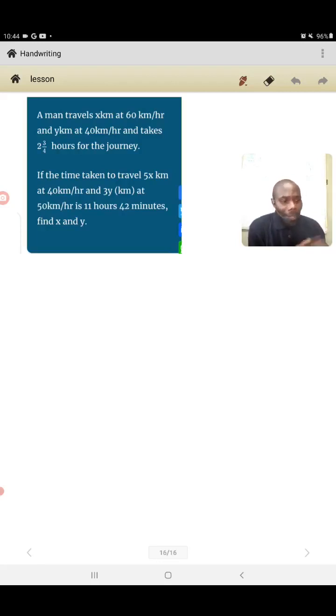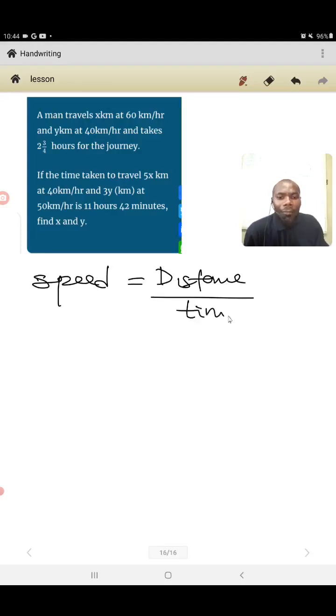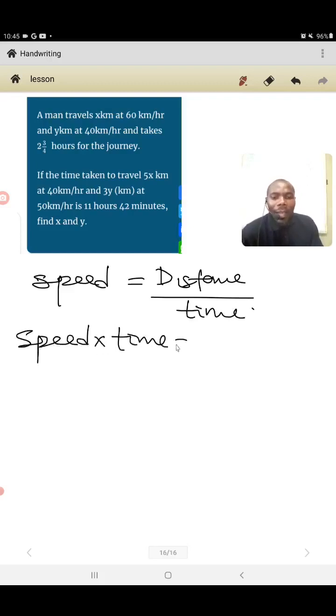Find x and y. To solve all these questions, you have to consider that there is a formula for speed. Speed is distance over time. That is the formula for speed. From the first statement, speed times time is equal to distance.